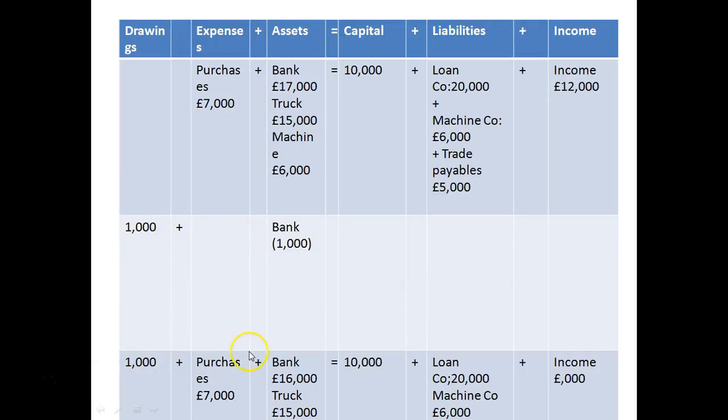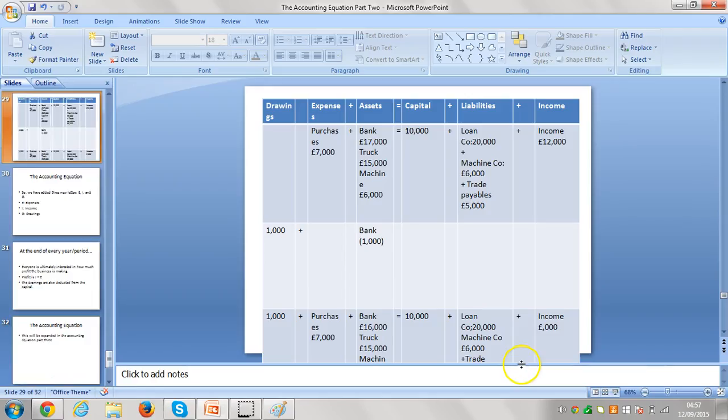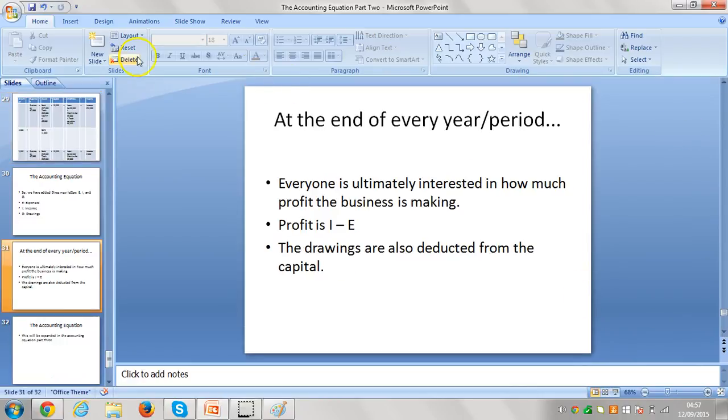At the end of the period, we're going to play with that in a second. We'll do all the subtractions. But you can see here that because the equation is balanced, what we have now is 1,000 plus 7,000 of purchases. The bank has fallen by 1,000, so you have a bank of 16,000, and that's equal to, let's make this so we can see everything.